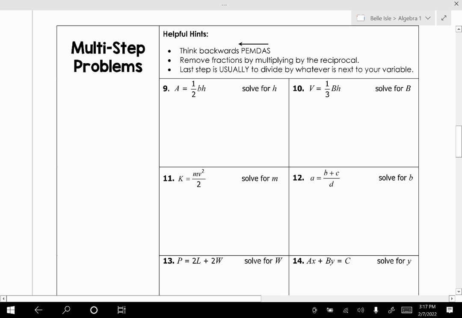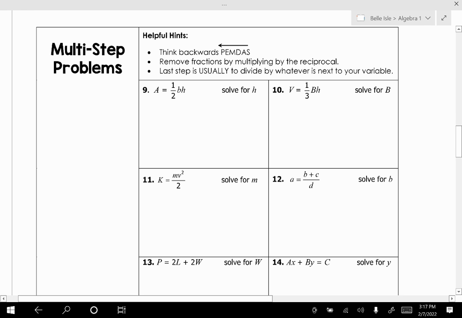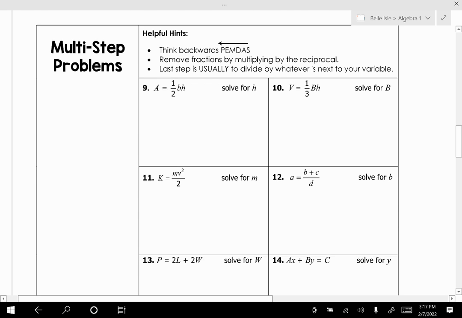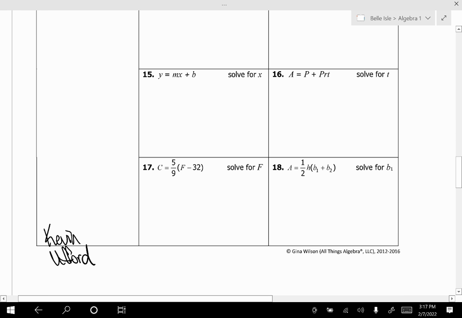So we've been doing, that front page was just one-step problems. The back page is multi-step. So some of these you'll have to do a couple of different maneuvers. Again, these are all formulas that actually exist in the real world. Yeah, I know, it's crazy. The last one, number 18, that is going to be the surface area of a prism.